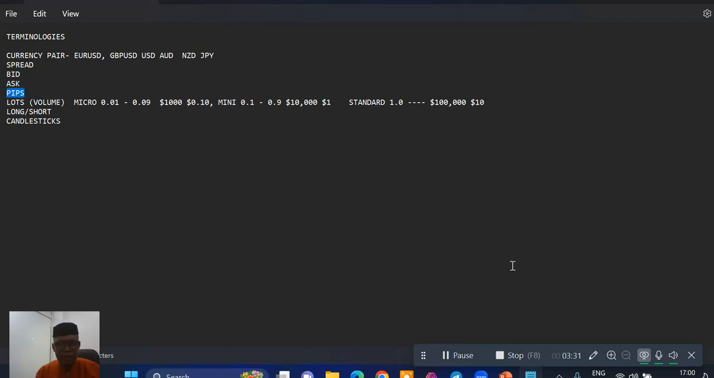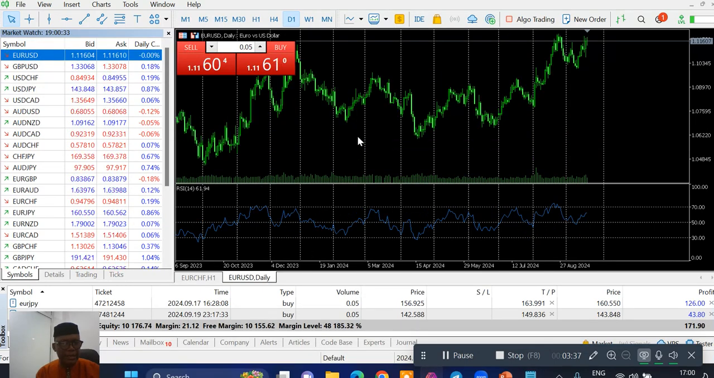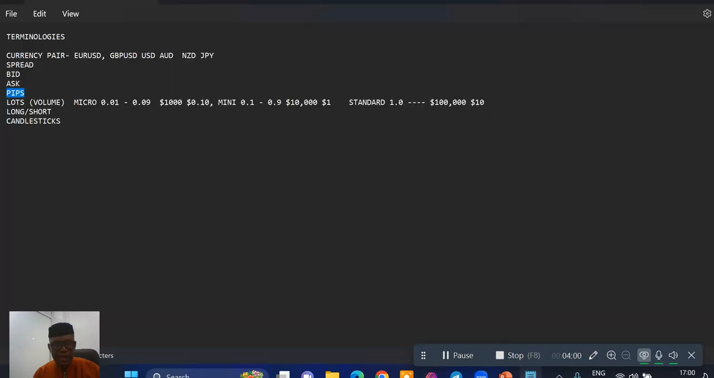Now you have the pips. Let me explain what a pip is. So when they say one pip, look at the euro USD. If price moves from 1.1160 to 1.1161, that is one pip movement. If it moves from 1.1160 to 1.1163, that is 3 pips. So you understand what 1 pip means. Okay, now that's a cool slang again.